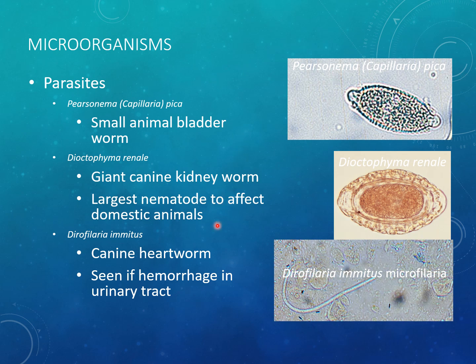And then we have Dioctophyma renale. So renal, we know, is kidney. Giant canine kidney worm, and this is its cyst as well. And this is the largest nematode to affect domestic animals. And then also Dirofilaria immitis, which is canine heartworm. This is the heartworm right here. Because it's in blood, if there's hemorrhaging in the urinary tract, it can wind up in the urine as well.